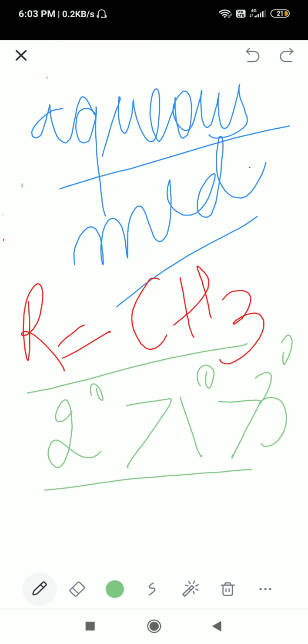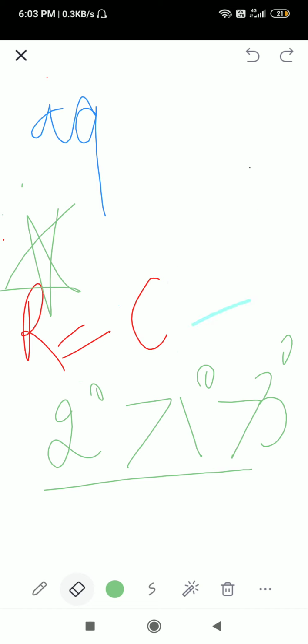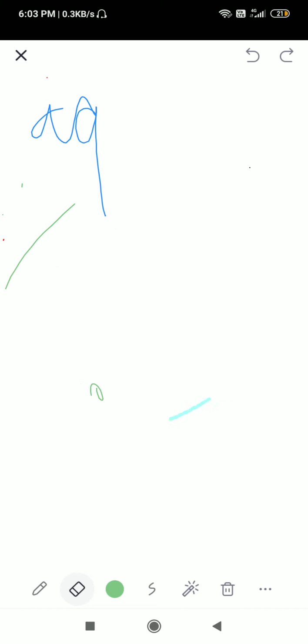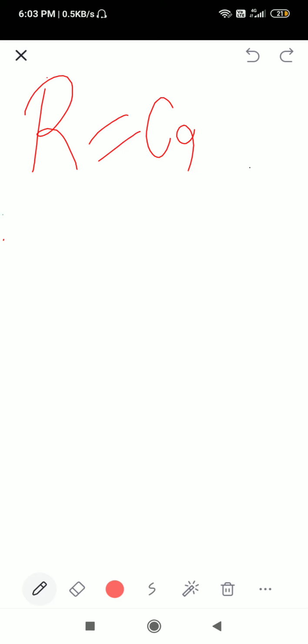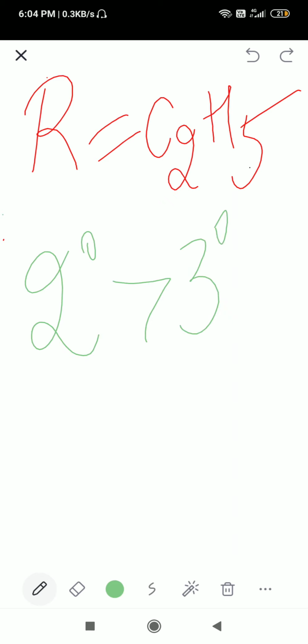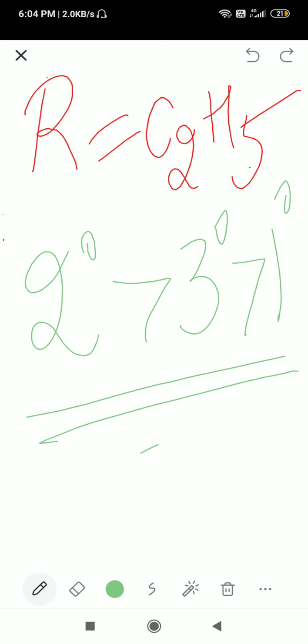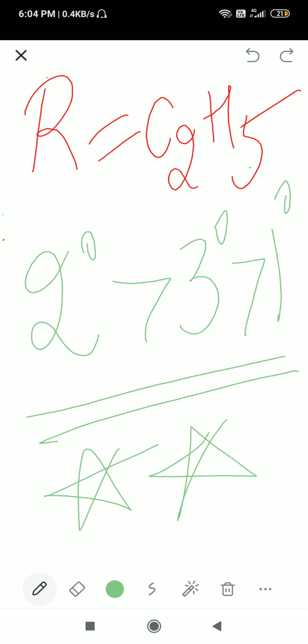This is very, very important. But if the R group is C2H5, then the basicity order changes to 2 degree, more than 3 degree, more than 1 degree. Both of these orders are very important for JEE, NEET, boards, and every competition you prepare for. These are the very important orders that we must remember.